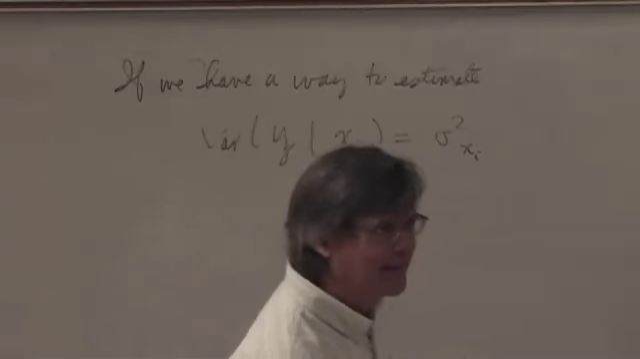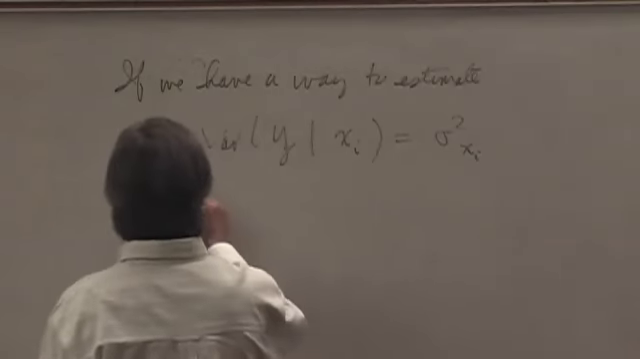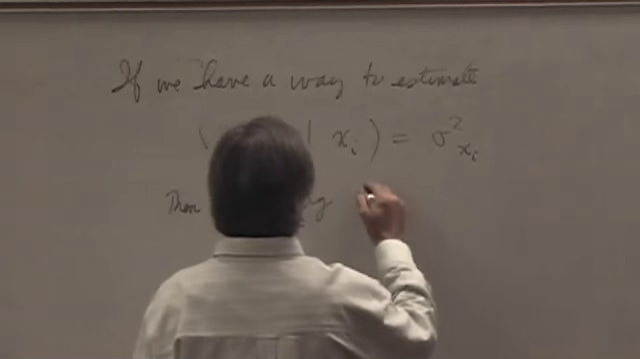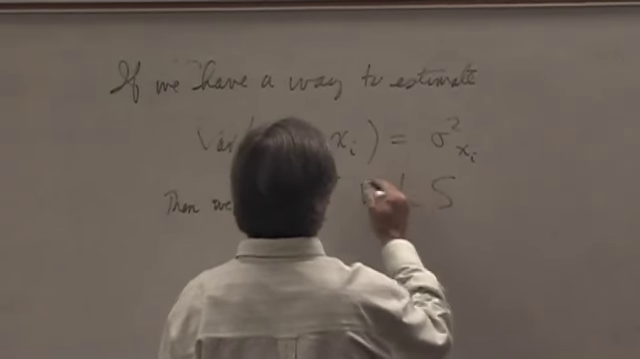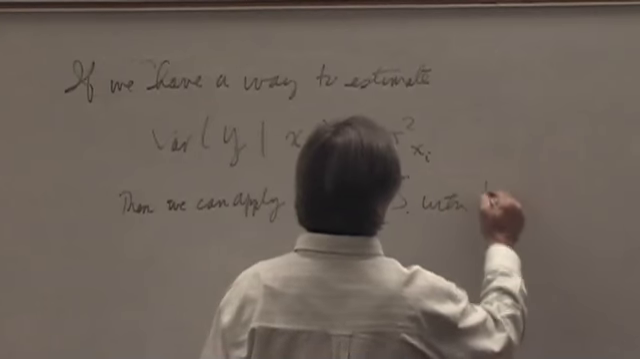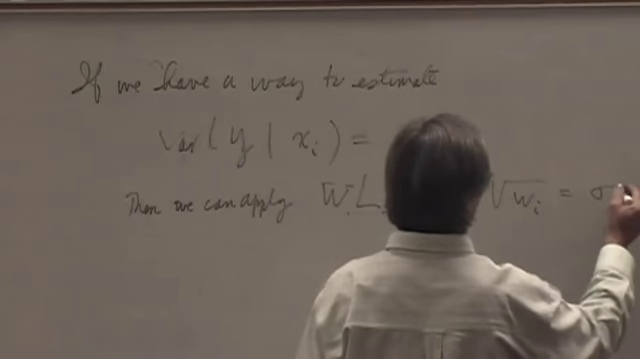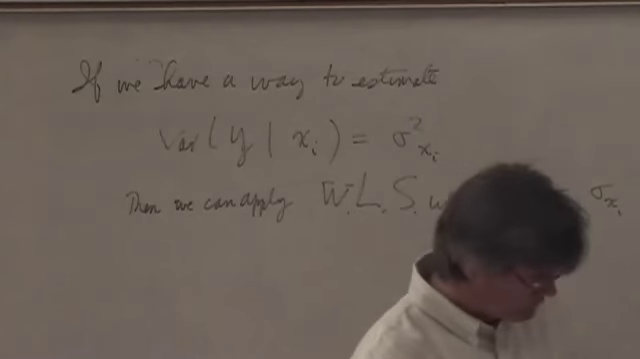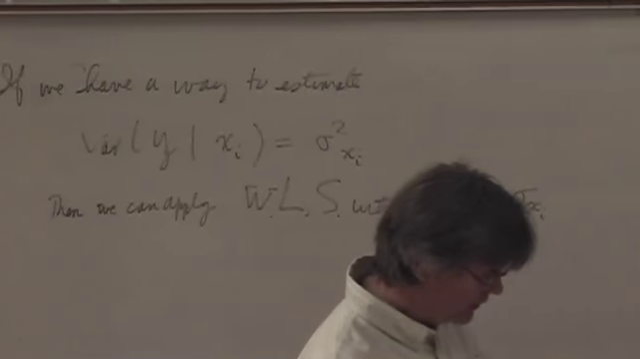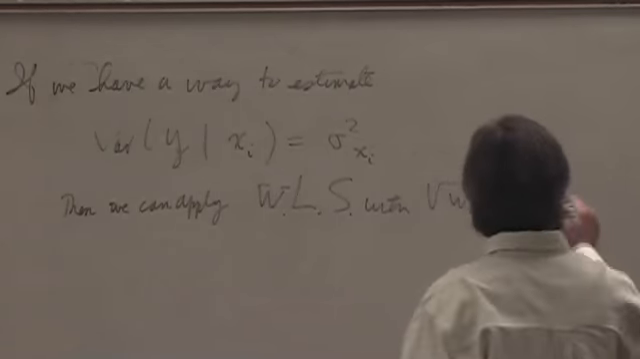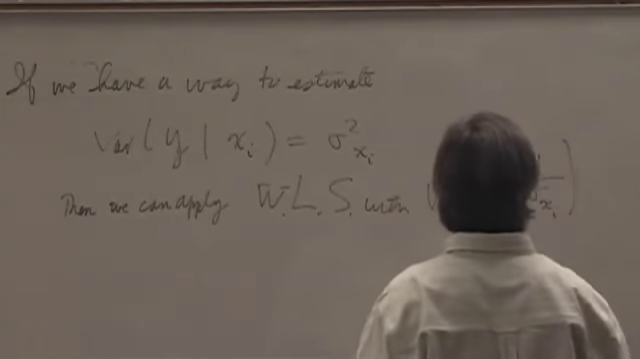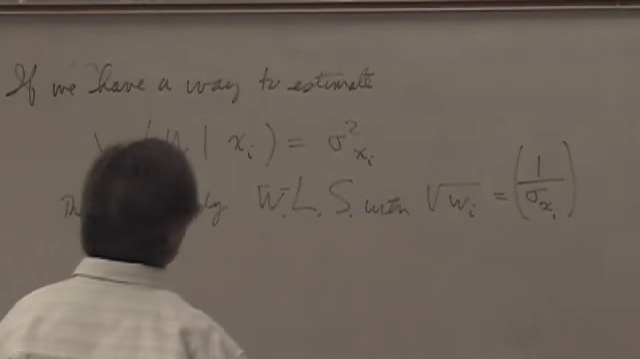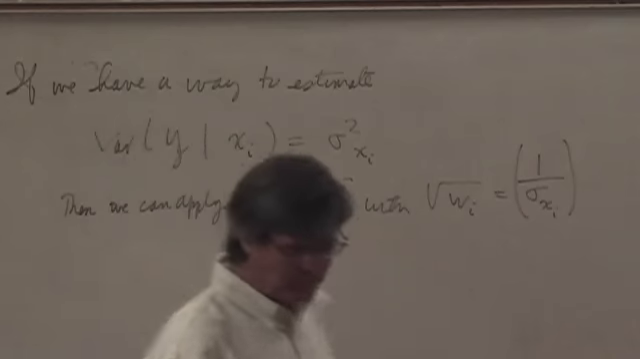Then we can apply weighted least squares, WLS is what we call it, with the square root of wi equals the standard deviation, sigma sub xi. Didn't I do it that way? Sorry, 1 over the sigma of xi. I have to take the reciprocal. That's the way I had it before.